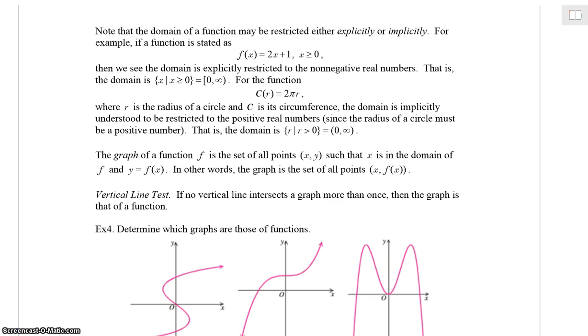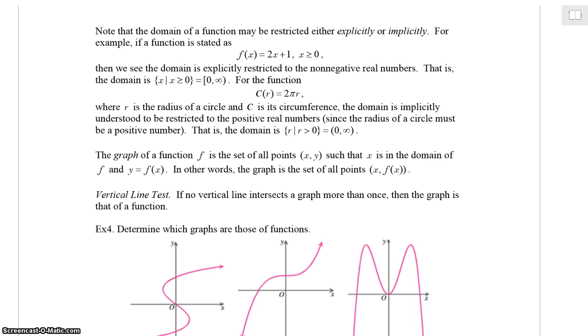a circle. So implicitly it's understood that the domain has to be the set of all real numbers r such that r is greater than 0, or parentheses 0 to infinity. That is, positive real numbers only, because we're talking about a radius.